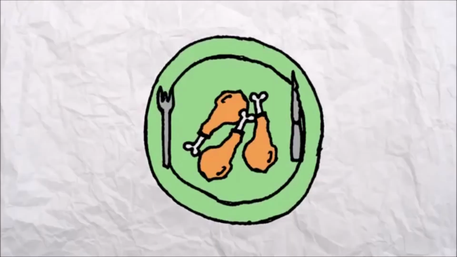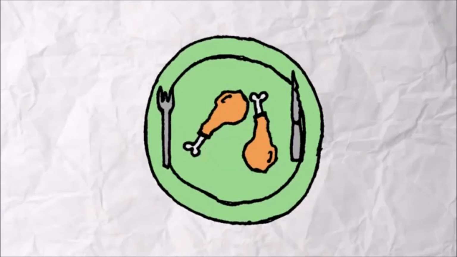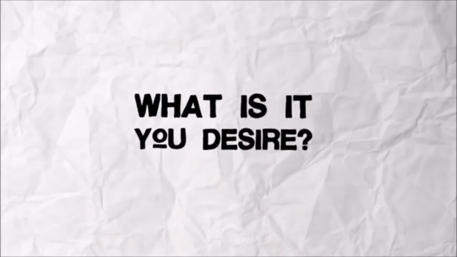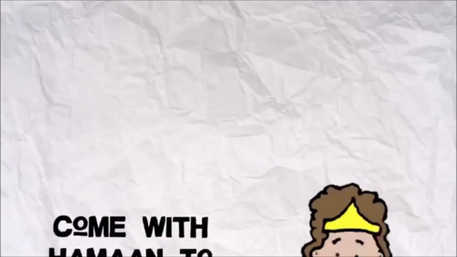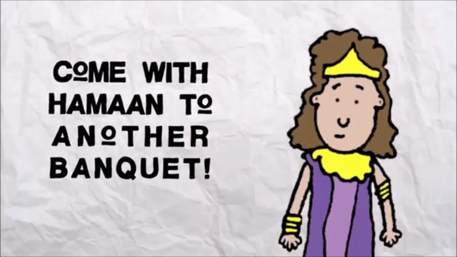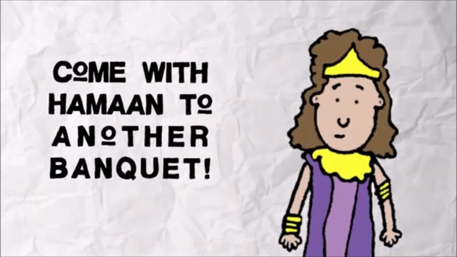She said, "If it pleases you, my lord, you and Haman are invited to a dinner I have prepared." Time came for the meal, and at the end of the meal, the king asked Esther again what she wanted. She replied, "Come with Haman tomorrow to another banquet. Then I will answer your question about what I want."